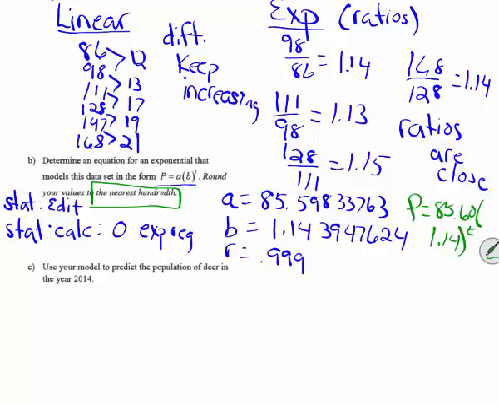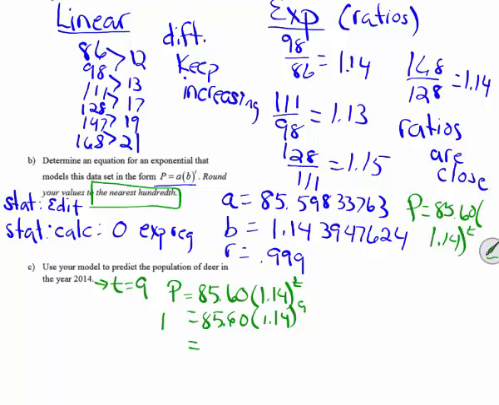Use the model to predict the population of deer in the year 2014. Well, 2014 means that t is 9. So again, I'm going to start with my formula, 85.60 times 1.14 to the t. I'm going to fill in 9. And knowing how to use your calculators and put things in parentheses is very important here, because you end up with 278.3667934. This is implied rounding, because you're talking about something that you can't have parts of. So about 278 deer. All right, let's take a look at the next one.